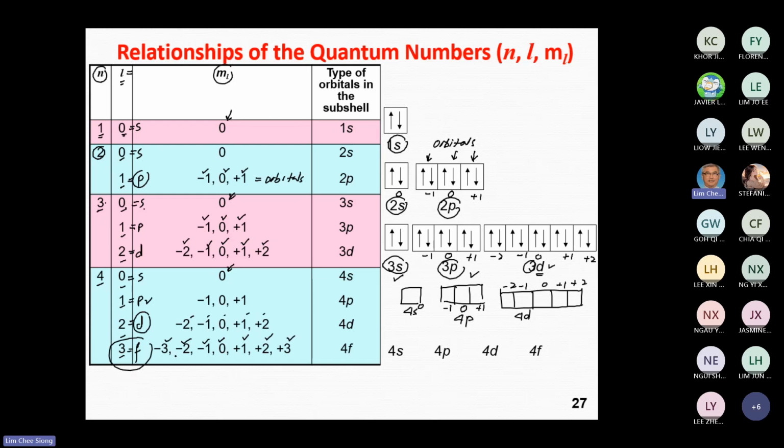How many boxes of the orbital will there be? 1, 2, 3, 4, 5, 6, 7. 7. So you can draw here 7 boxes. 1, 2, 3, 4, 5, 6, 7. If you want to label, you can label it here: 0, -1, +1, -2, +2, -3, +3. So this is the way we draw the orbitals in a box diagram.